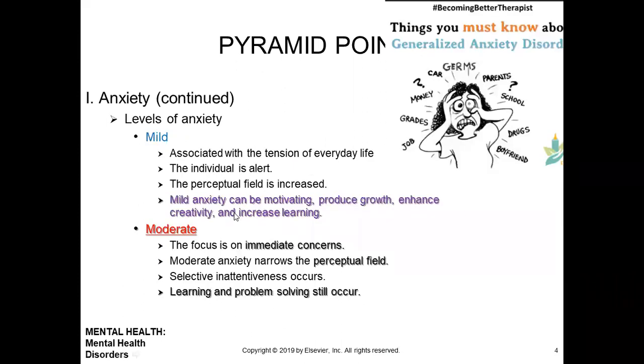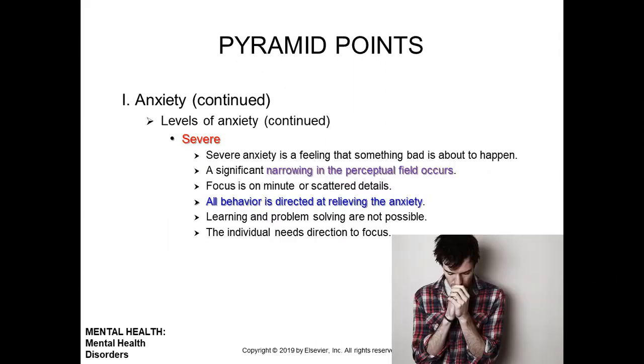What about severe, especially the severe right now? Severe anxiety is a feeling that something bad is about to happen. There is a significant narrowing of the perceptual field. Focus is on minute or scattered details. All behavior is directed at relieving the anxiety. Learning and problem solving are not possible.